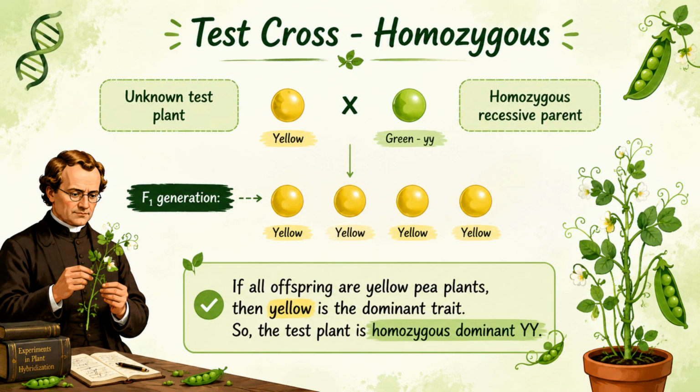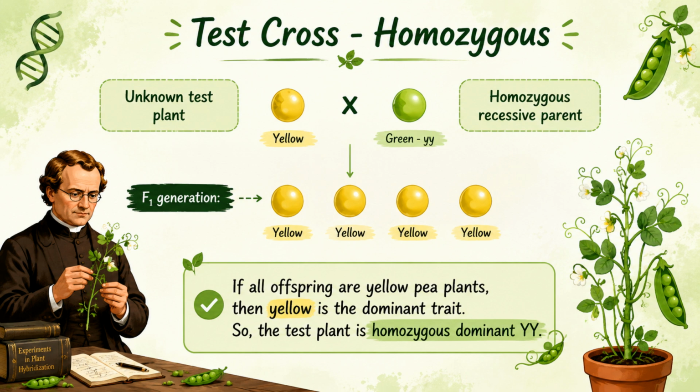Now, students, let us understand how a test cross helps us identify whether an unknown dominant individual is homozygous or heterozygous. Look carefully at this example. We have a yellow seed plant. Since yellow color is dominant, the plant appears yellow. But there's a problem. Just by looking at the plant, we cannot tell whether it is homozygous dominant, YY, or heterozygous, Yy. So how can we find out its real genotype?